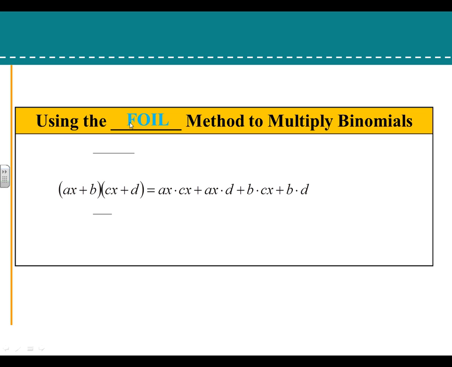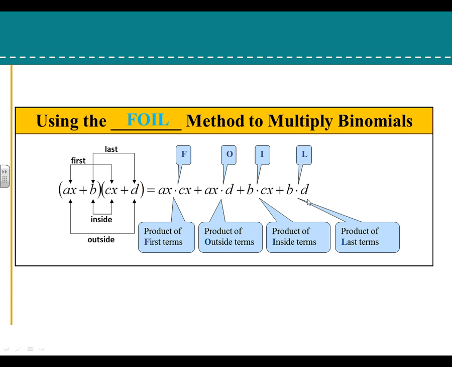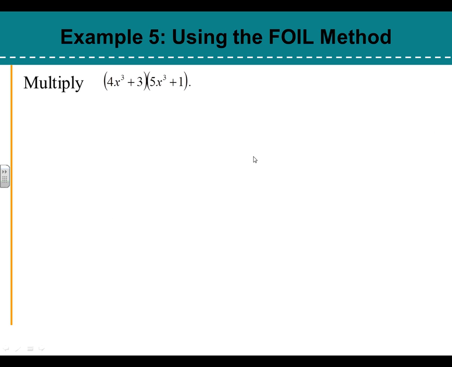And F, remember, stands for the first terms. So what we have done is multiplied ax times cx, which is what we've written here. The O stands for the outside terms, so that's ax times b. The I stands for the inside terms, that's b times cx. And the L stands for last, and that's b times d. So what you need to remember mostly is the word FOIL and what it stands for. First, outside, inside, last. So let's do some examples.